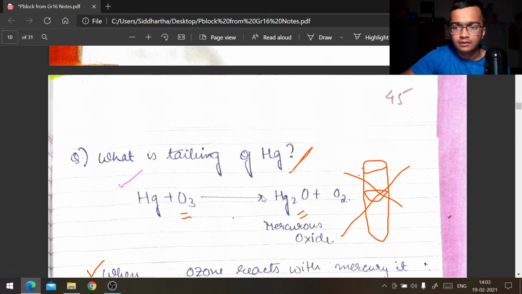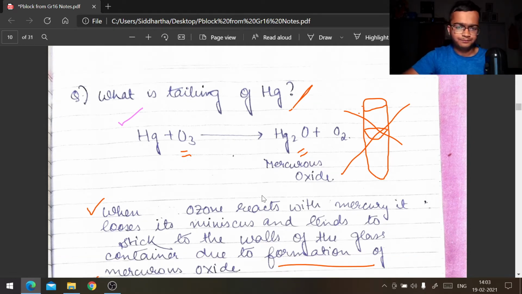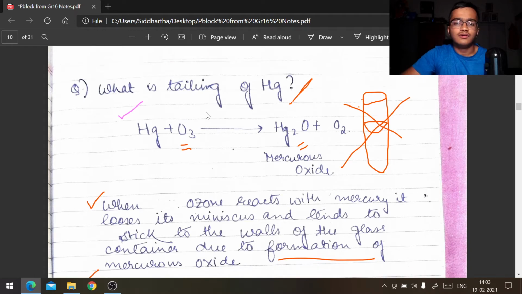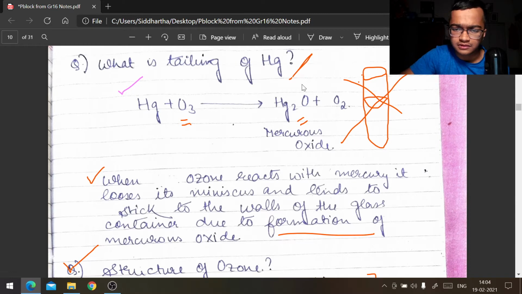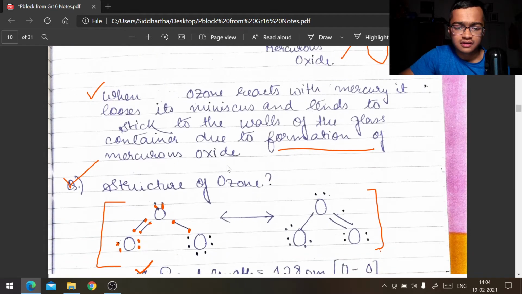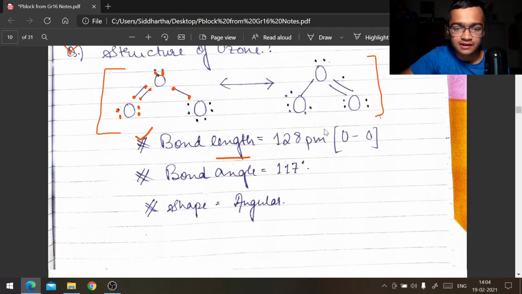Next is, what is the test with mercury or Hg? Now Hg, when you react it with ozone, we have seen just now, it forms HgO plus O2, right? HgO means mercurous oxide. When ozone reacts with mercury, it loses its meniscus, and it tends to stick to the walls of the glass container, leading to the formation of mercurous oxide. Here the resonance structure, the canonical structure of ozone, is given. This is resonance stabilized, I have told.